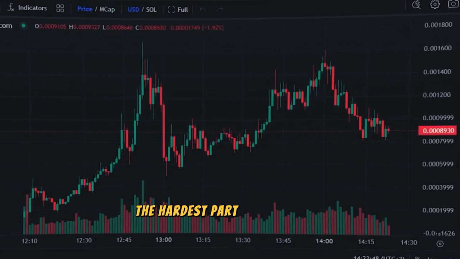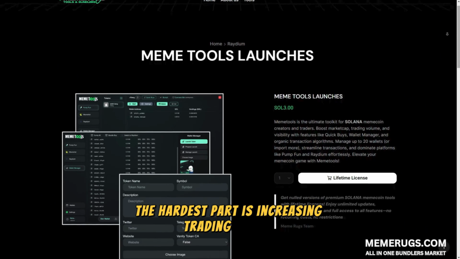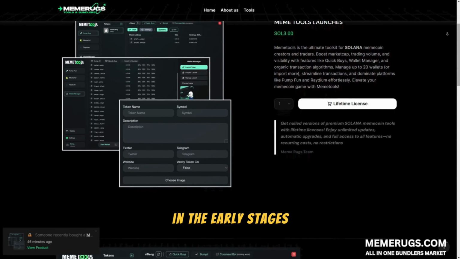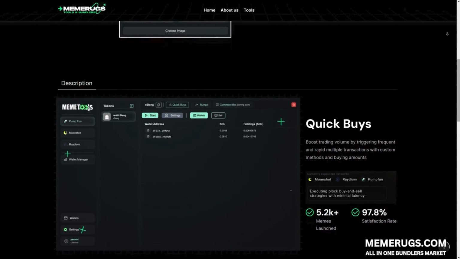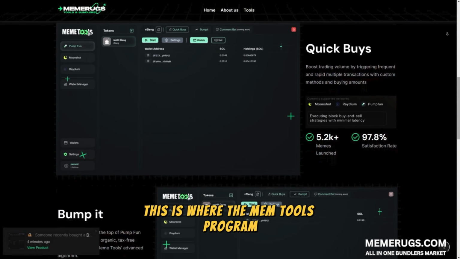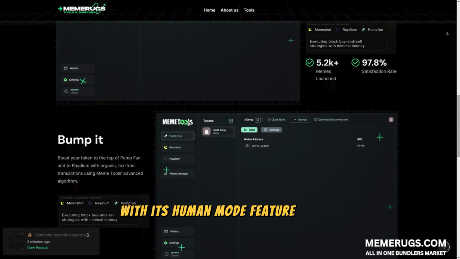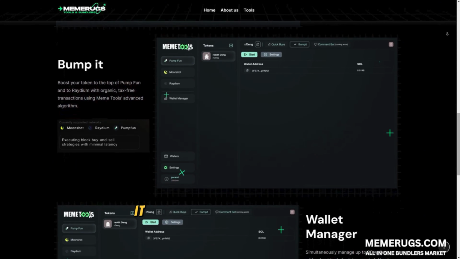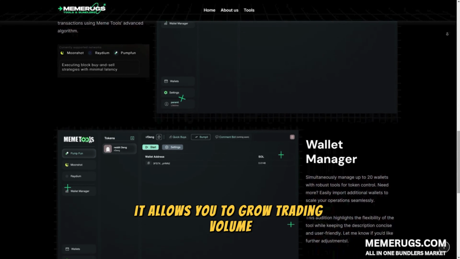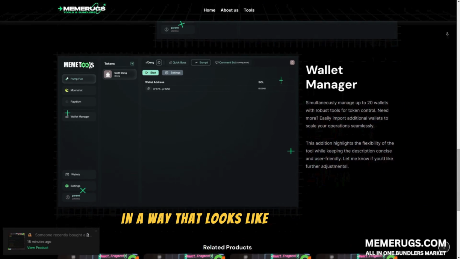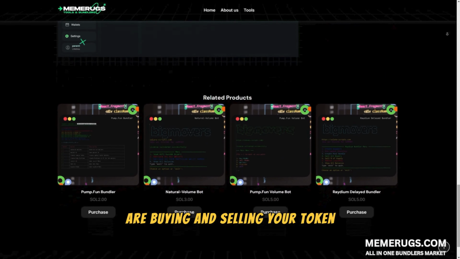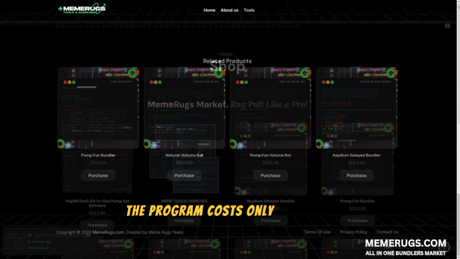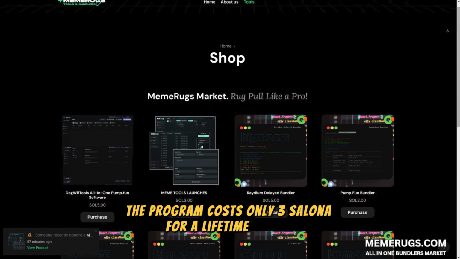The hardest part is increasing trading volume in the early stages, when only you and your dog know about your new token. This is where the MemTools program, with its human mode feature, comes to the rescue. It allows you to grow trading volume in a way that looks like real people are buying and selling your token. The program costs only 3 Solana for a lifetime license.